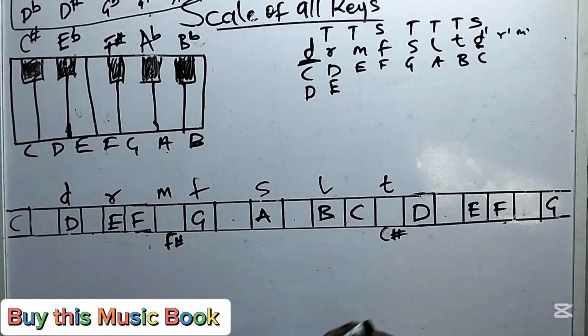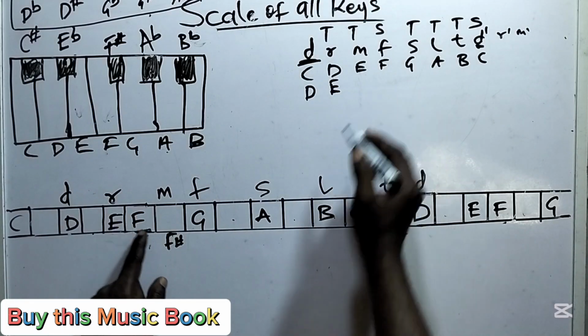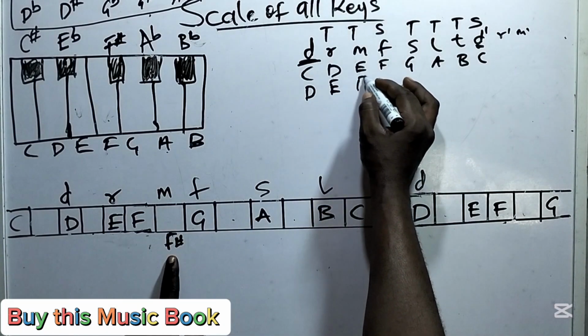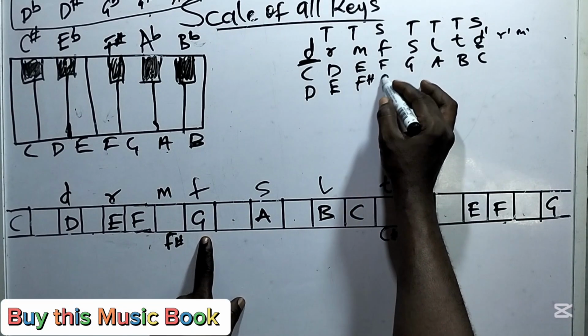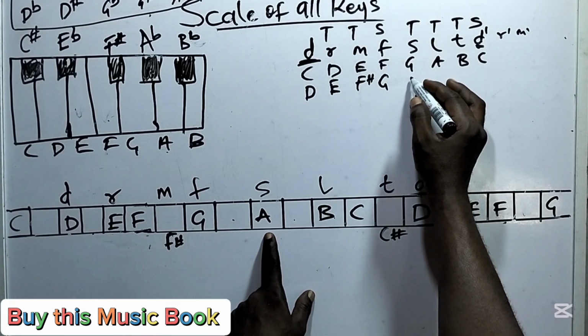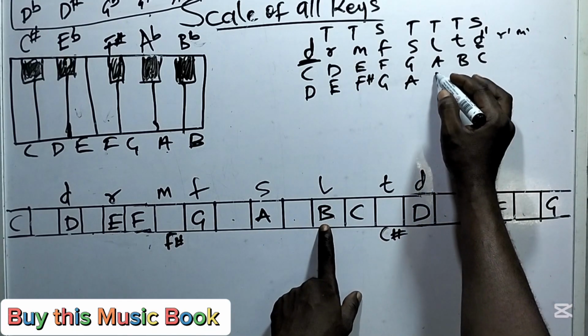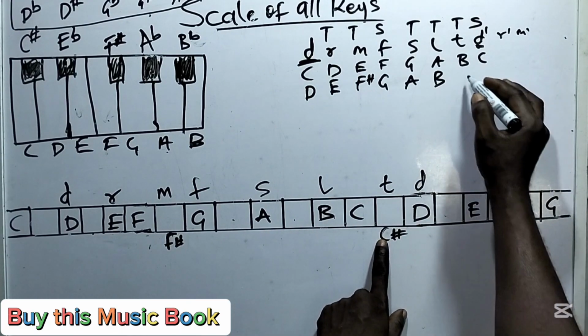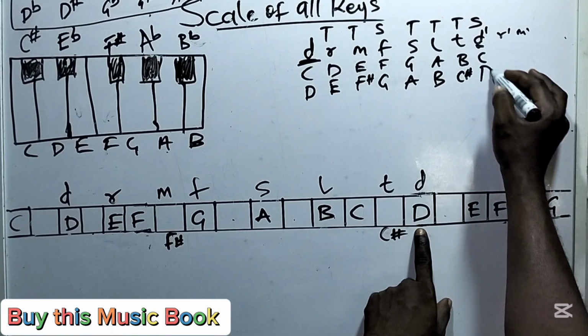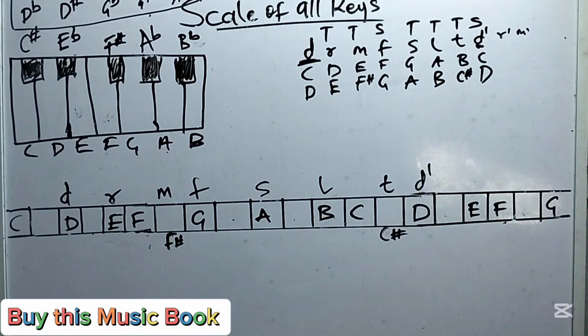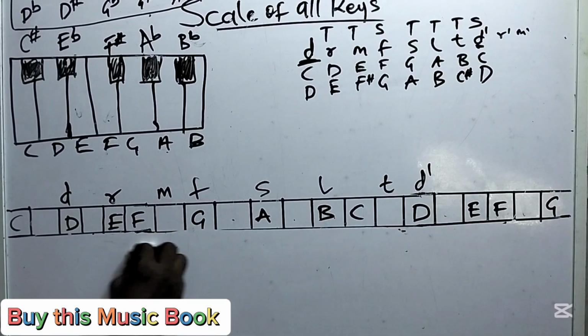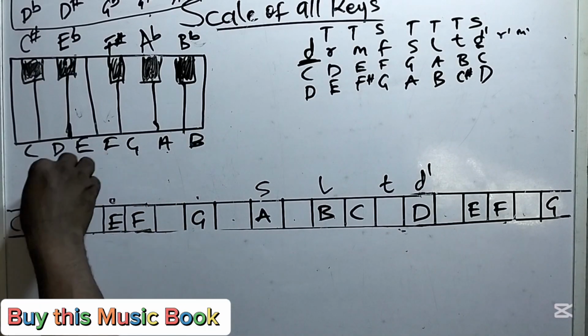Okay. So after the T, the next one becomes Do. So the only thing you do now after doing that is to check the Mi. What is the Mi? F sharp. What is the Fa? G. What is the So? A. What is the La? B. The T? C sharp. And the Do is Do upper. Do you understand it? That's how it works. Let's pick another key. I pray you understand this very well. You see that it is easy to find all the keys.